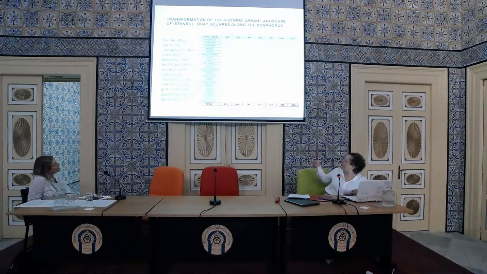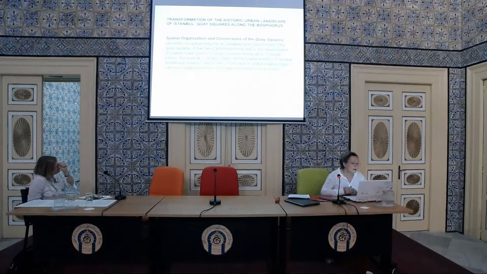Here we can see, maybe you cannot read, in 1946 there were 48 trips, but in 1994 it was 9, and nowadays it is 6, continuously decreasing.